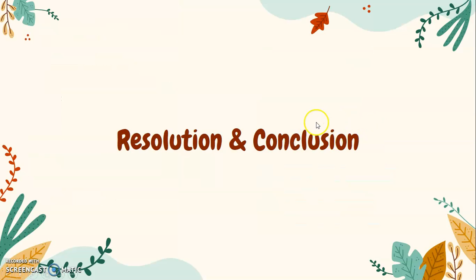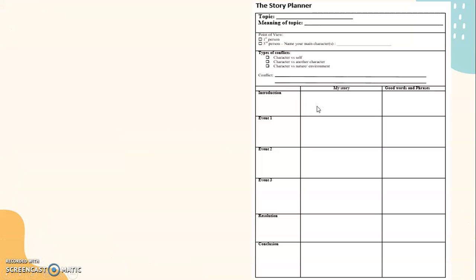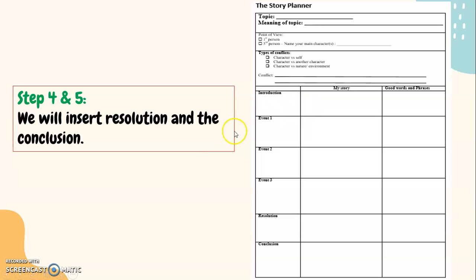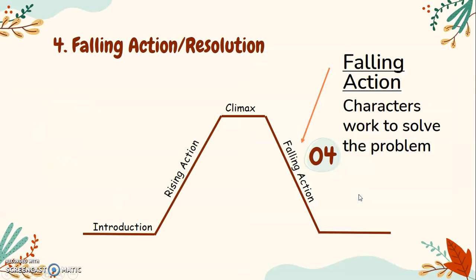Okay, now we are going on to the last part, resolution and conclusion. So the resolution is at step 4 and 5, where we'll insert the resolution. Resolution means we resolve, how we solve the main problem. Conclusion means the ending of the whole story. This is where we will be planning. Let's take a look at the story mountain first.